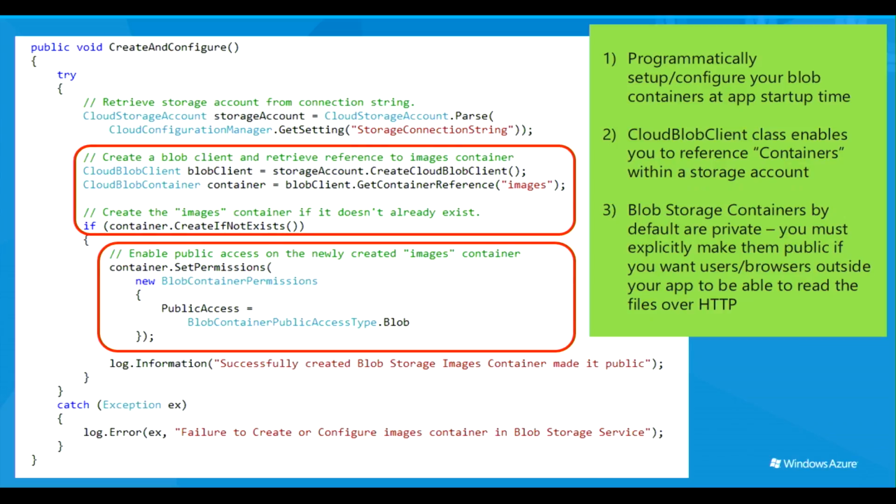And then if that succeeds, I go ahead and set the permissions so that the images folder has public read access, so that anyone can download images from within this images container. And that's basically all the code I need to add to my application so that when it starts up, it makes sure it has access to the storage account and that there's an images folder with read-only access that it can store things in.